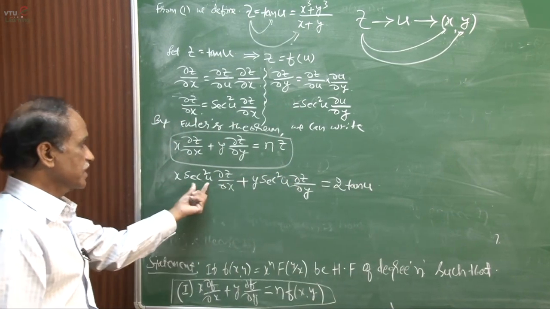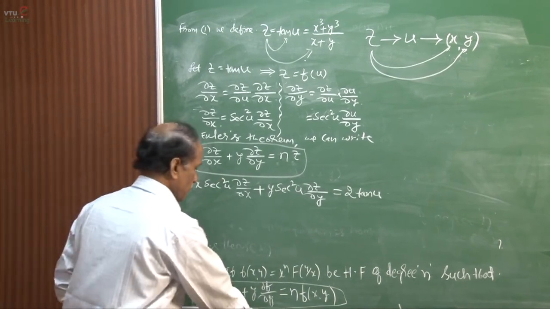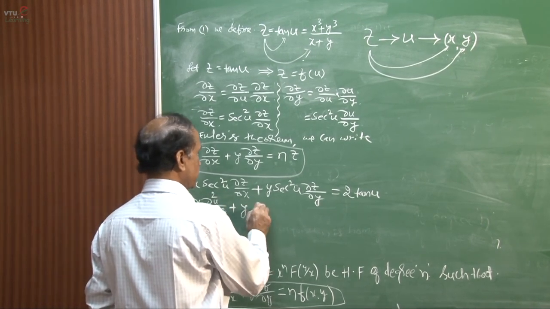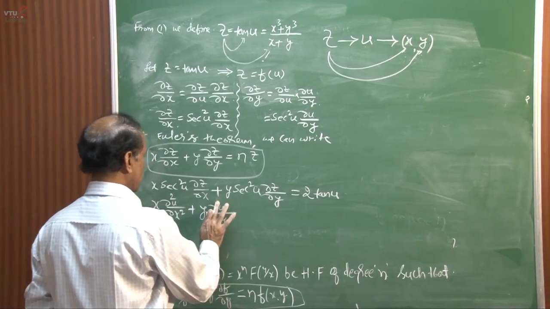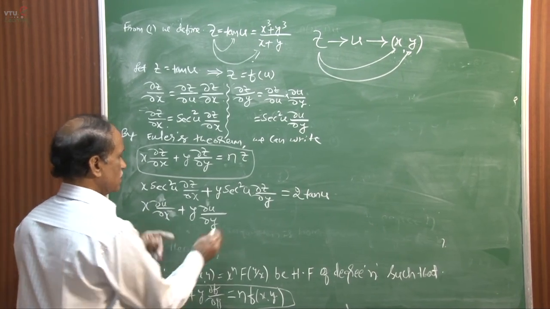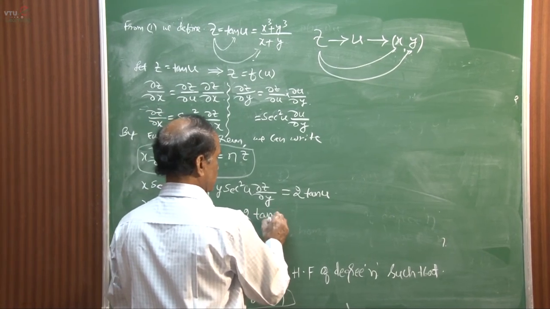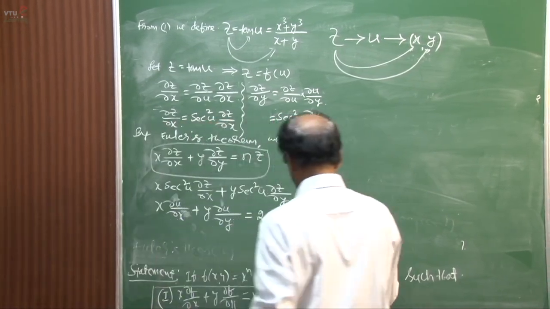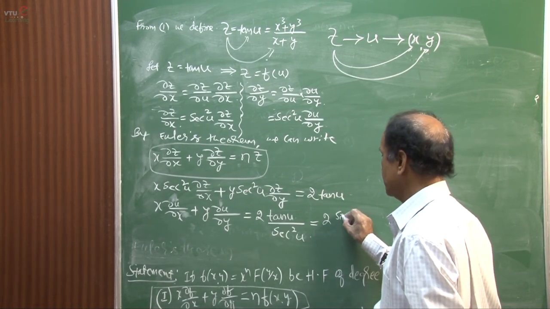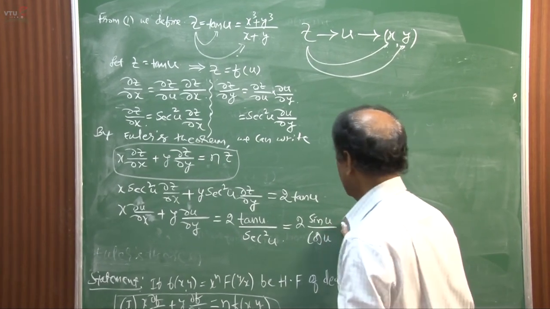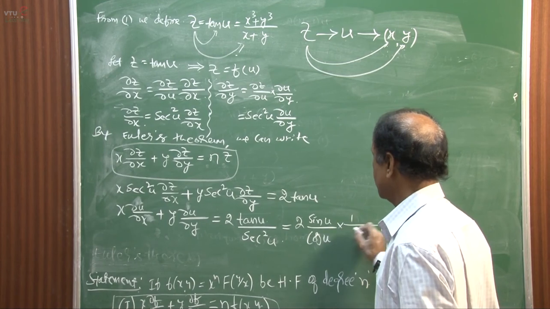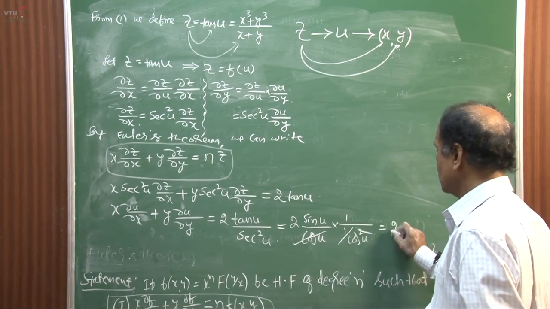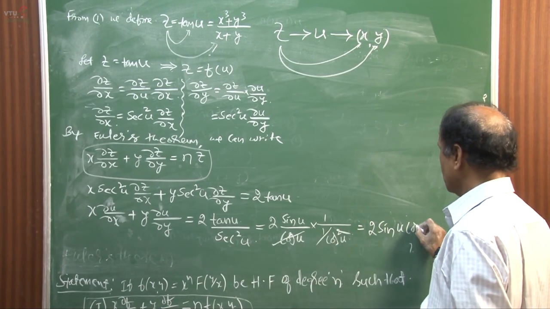Now, if you simplify this, because secant square is common, shift that to the right side, you will get the answer. That is your solution procedure. X into del u by del x plus y into del u by del y, sorry, this is first order derivative, not second order, and this is equal to 2 times tan u divided by secant square u. Simplify this. That is 2 times sin u divided by cos u into secant square u, which is 1 divided by cos square u. One cos u cancels with this. This is equal to 2 times sin u into cos u.